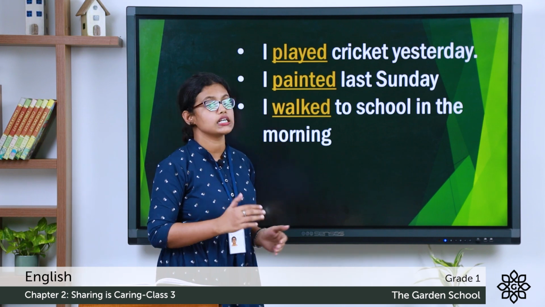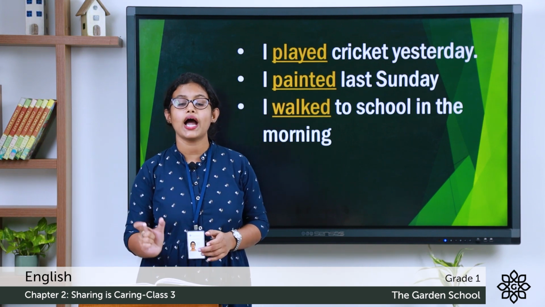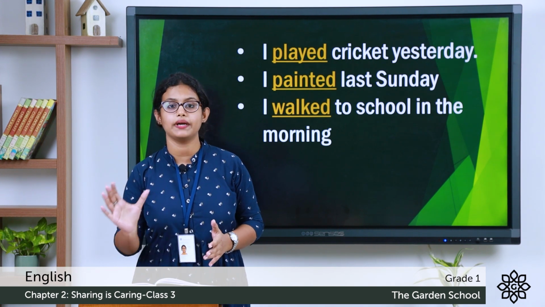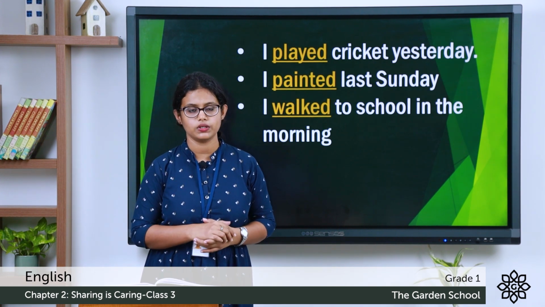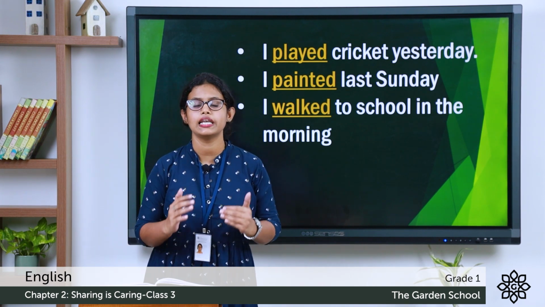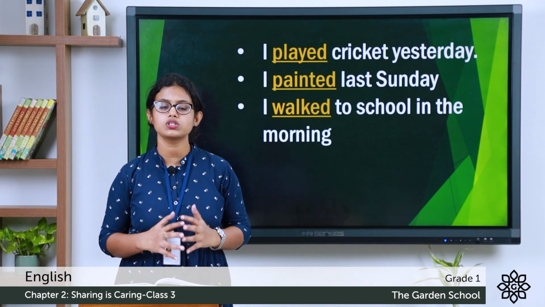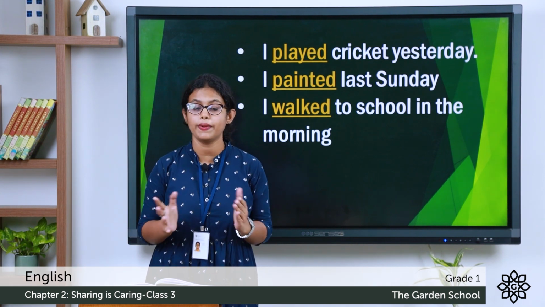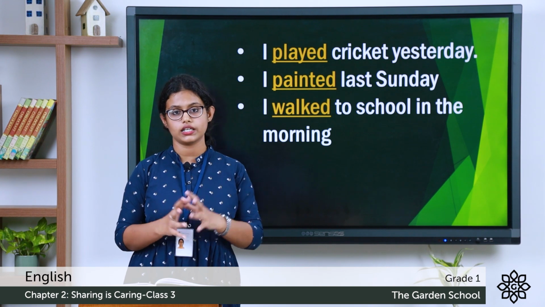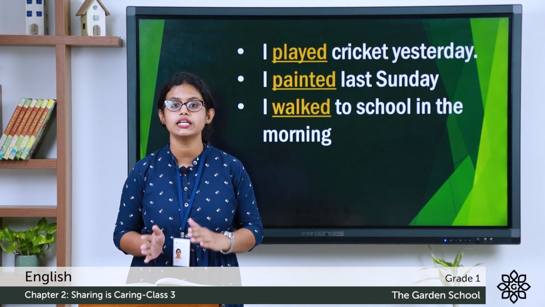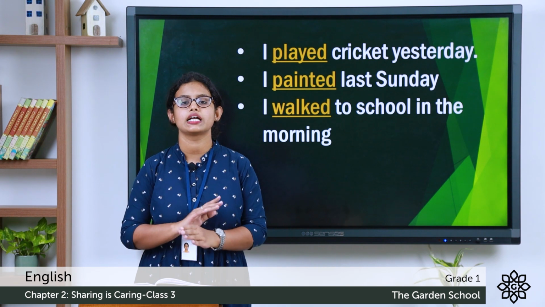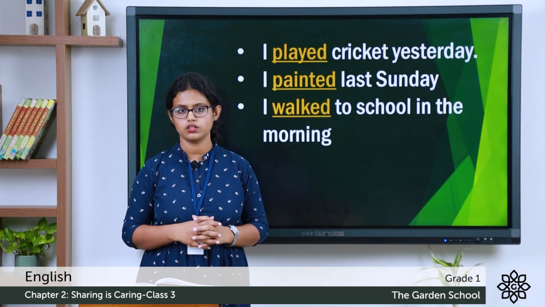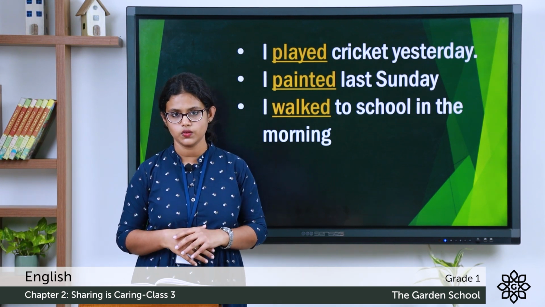So see the spelling? It is P-L-A-Y. You add ed. It becomes P-L-A-Y-E-D. It will become played. See the next example. I painted last Sunday. Can you tell what is the action word here? The action word is paint. When did I paint? I painted last Sunday. So the action has already been done. The action is already completed. So we will add ed to that action word. So it becomes painted.